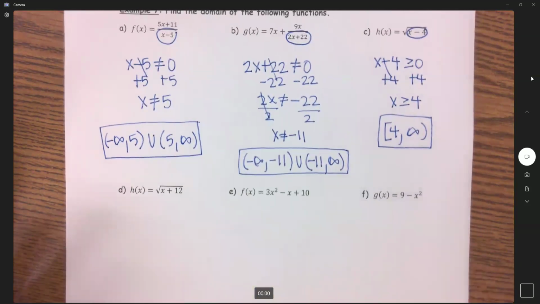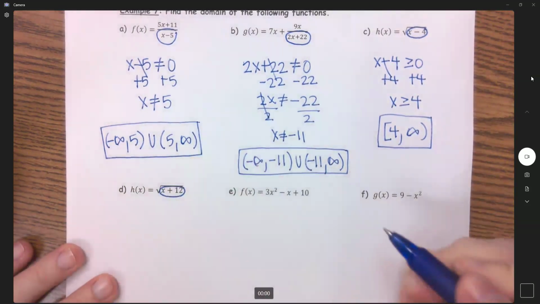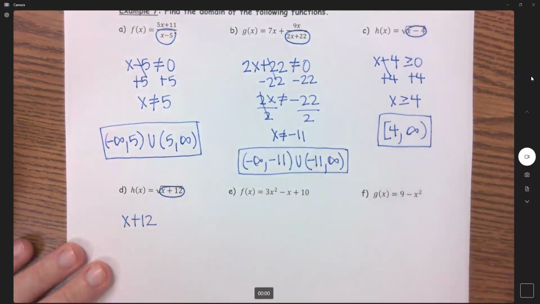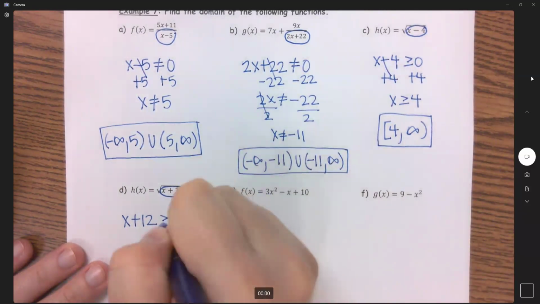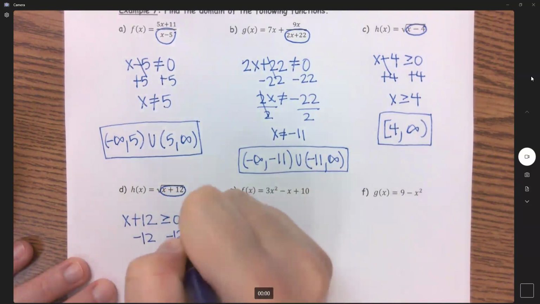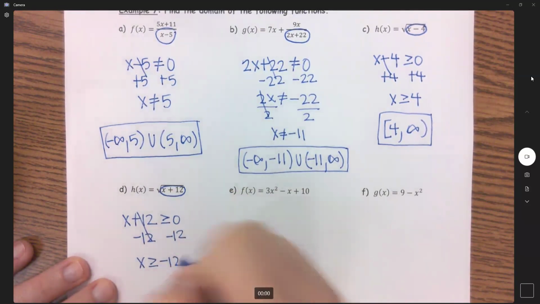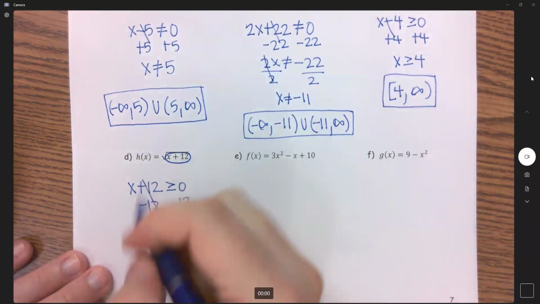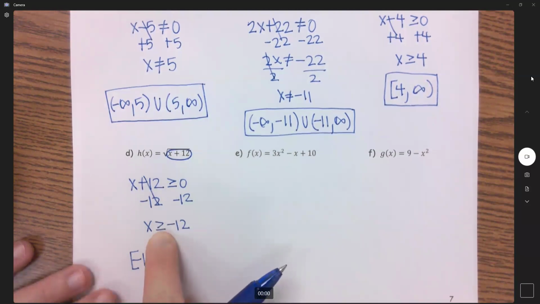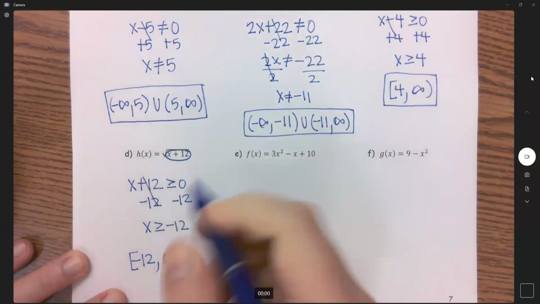Okay, D, almost the exact same. Take what's underneath that radical, x plus 12. And I know I can't take the square root of a negative, so it must be greater than or equal to 0. So subtract your 12. And we get x must be greater than or equal to negative 12. So we'll start at negative 12, and again, a bracket because it's greater than or equal to, so this negative 12 is included. And it will go to infinity.